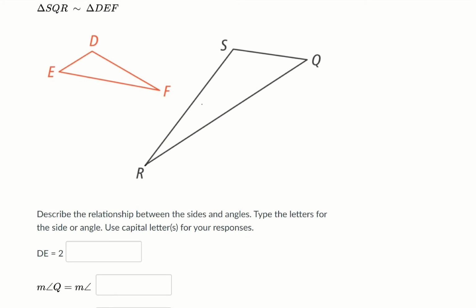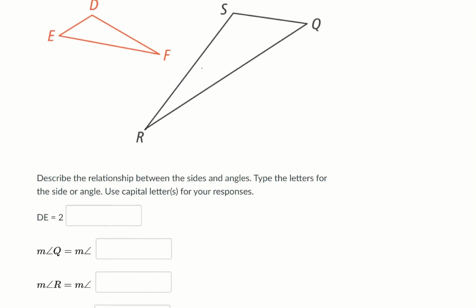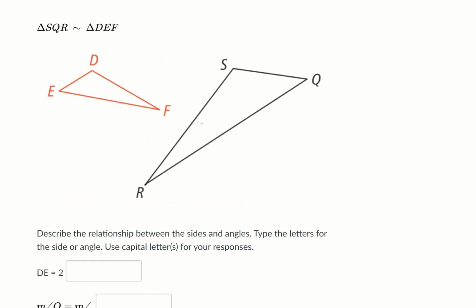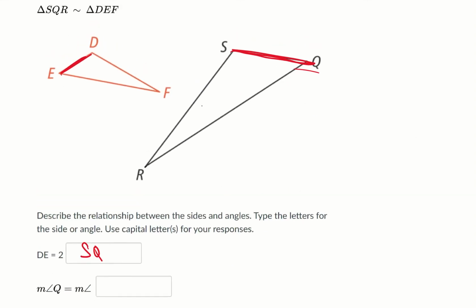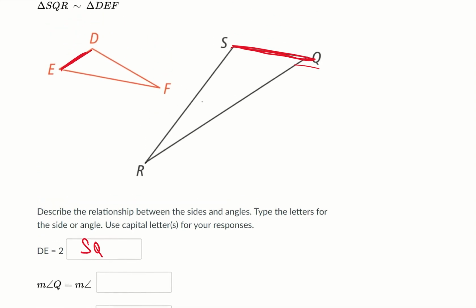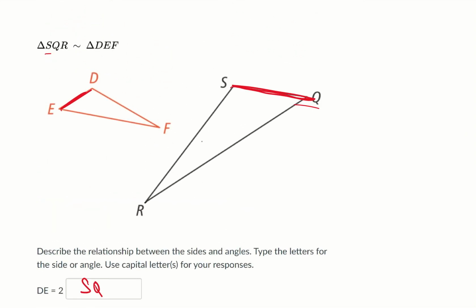All right, for the next example, it says describe the relationship between the sides and angles. Type the letters for the side or angle, use capital letters for your responses. So we're just going to label. What's the relationship between DE and SQ? Well, we know that DE is half as large as SQ, and SQ is twice as large. So SQ is twice as large as DE. And DE corresponds to SQ, you can tell by the similarity statement.